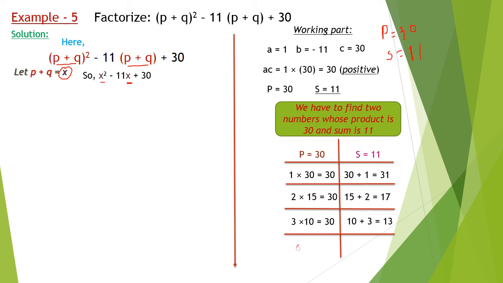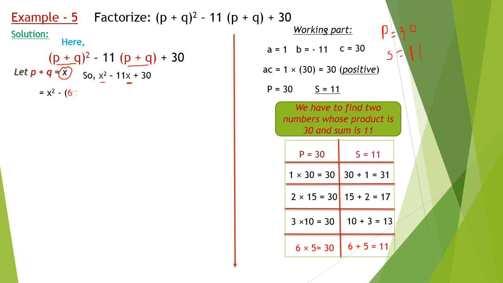So let's see. 4 doesn't go with 30, so we skip 4 and we do with 5. It's 6 into 5, or 5 into 6, is 30, and 6 plus 5 is 11. So our two numbers are 6 and 5.